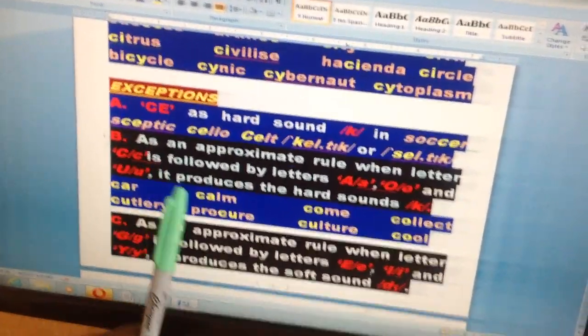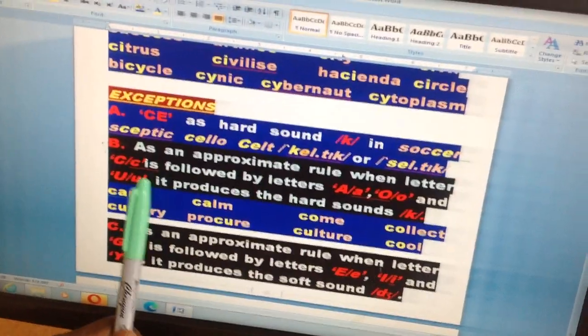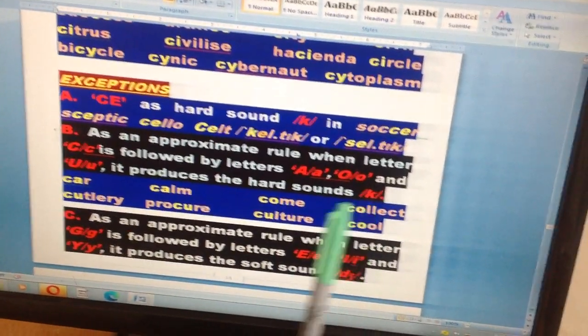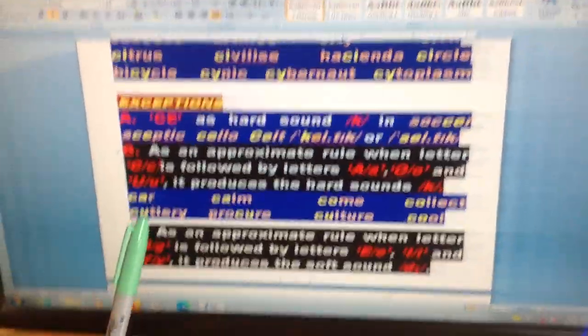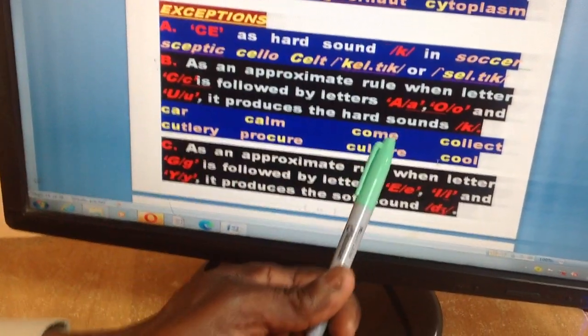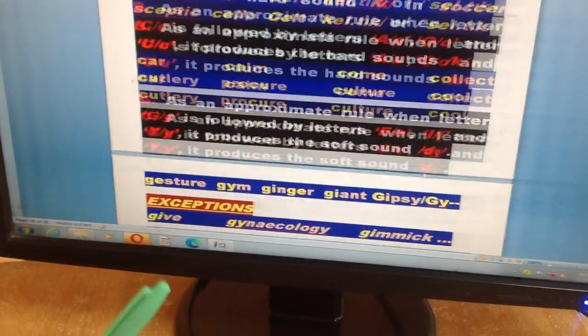We come to another exception now. This is for C producing a hard sound K when it is followed by A, O, and U. Here, car, cutlery, procure, come. All of these come as K throughout.